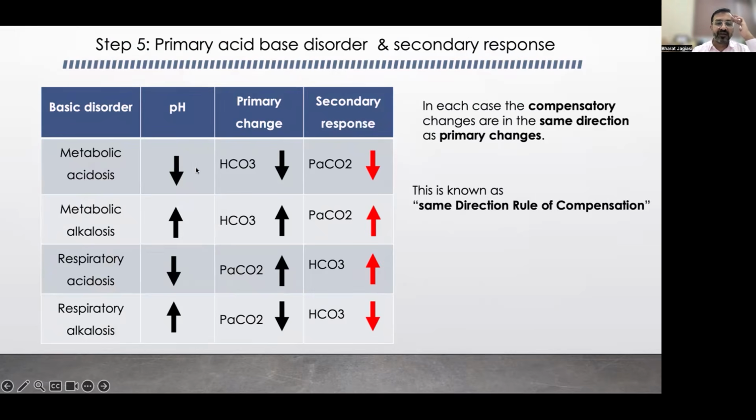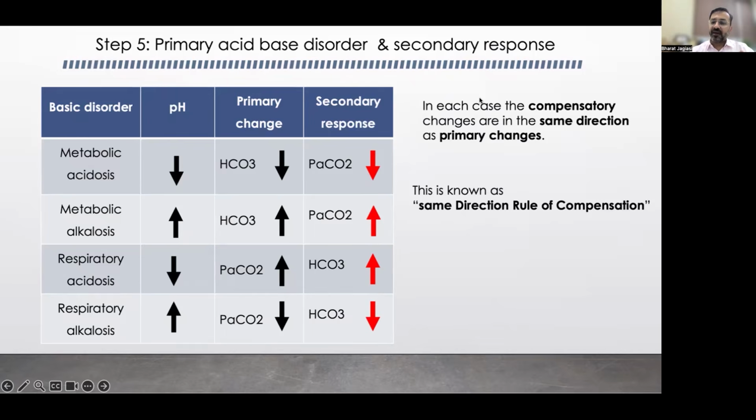So how does it compensate? Suppose there's a decrease in the pH, we all know it's a metabolic acidosis, and of course the bicarbonate will be less. The body will try to compensate by decreasing the carbon dioxide so that the pH is balanced. If it's a metabolic alkalosis, the pH will go up, bicarbonate will go up, and the body will try to compensate by increasing the PaCO2.